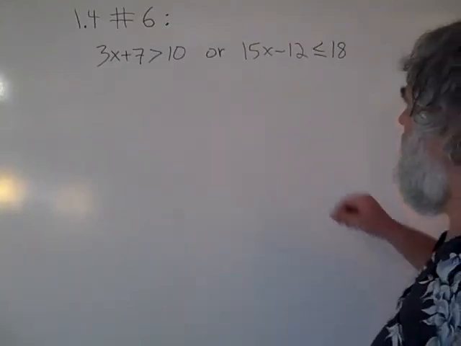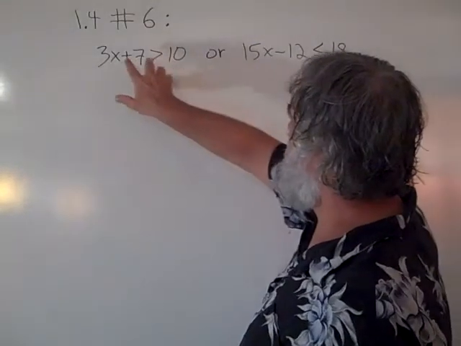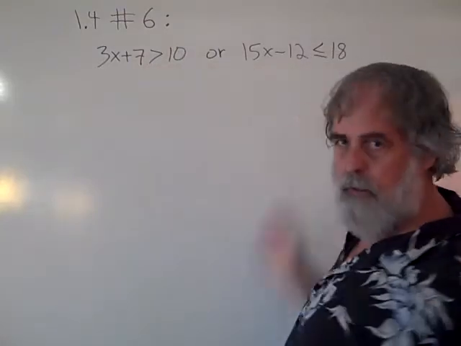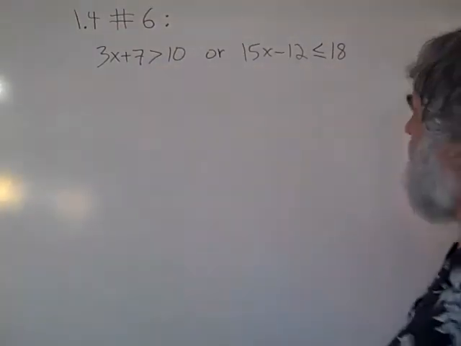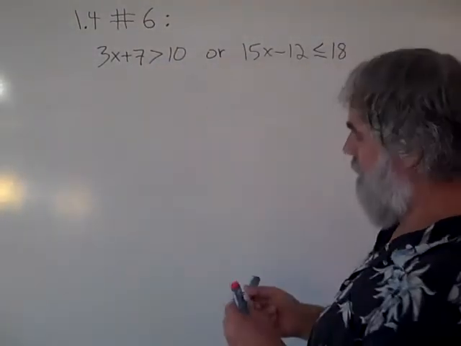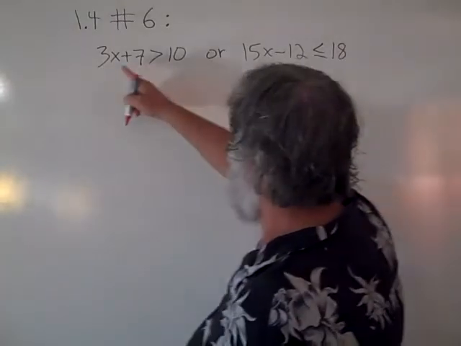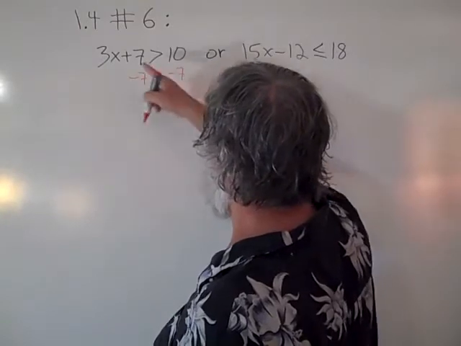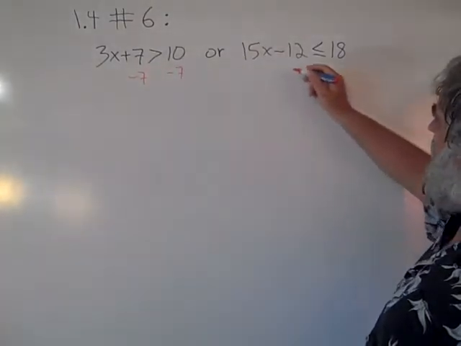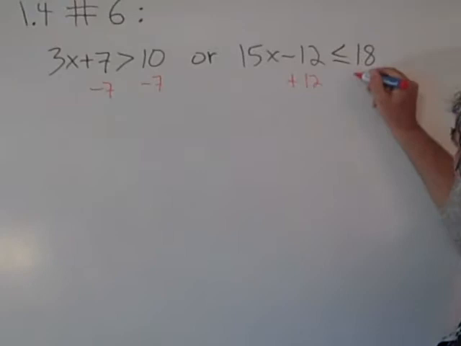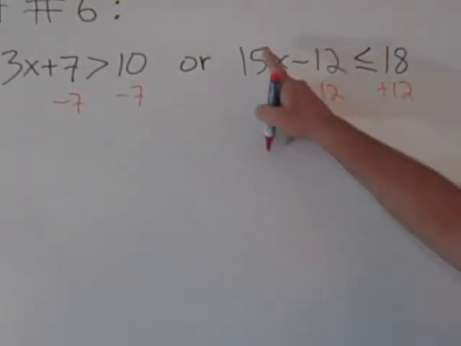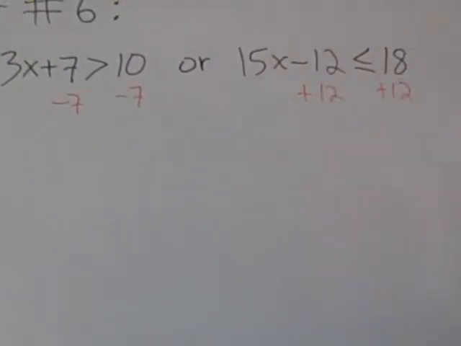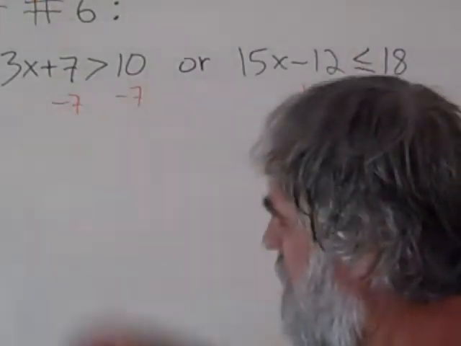Okay, this compound inequality: we first solve each of these linear inequalities separately, and then we figure out what to do with the or. So to begin with, to isolate the x term, we have to take 7 away from both sides of this linear inequality. And at the same time, we might as well add 12 to both sides of this one. That will just leave the 15x on the left of this one, and 3x all by itself here.